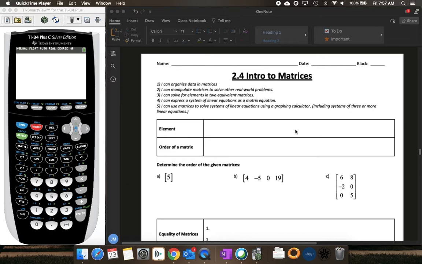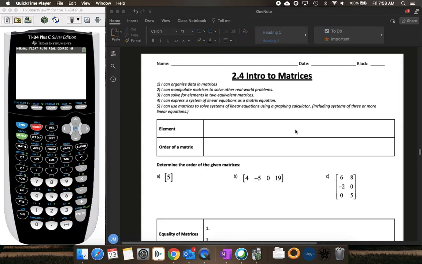All right. In this video's lesson, we're finally going to get to see some of the cool stuff that your graphing calculator can do for you. And we're going to do that by talking about what are called matrices. And really, matrices are what we use to write systems of equations in a little bit more simple form.